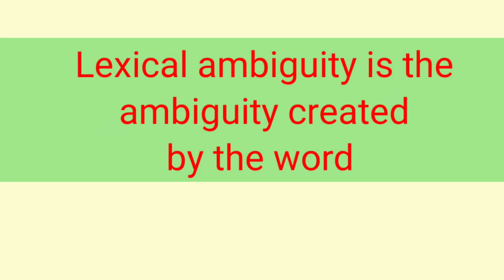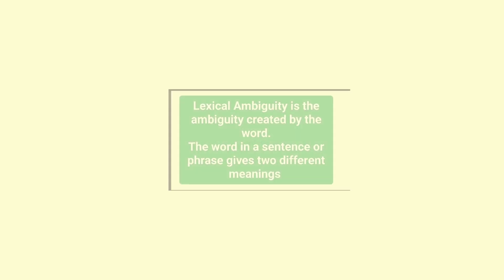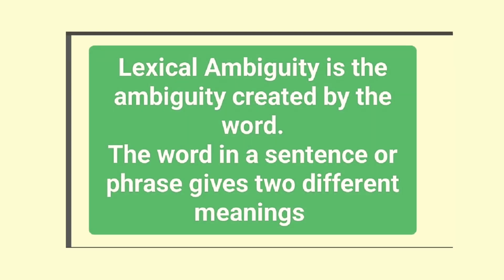If a word in the sentence or a phrase gives it more than one meaning, it is an instance of lexical ambiguity. It is quite different from structural ambiguity, which we'll study in the next video. Lexical ambiguity is created by a word in the sentence. Lexical ambiguity is often used to create puns by the writers. Let us try to understand lexical ambiguity with the help of a few examples.